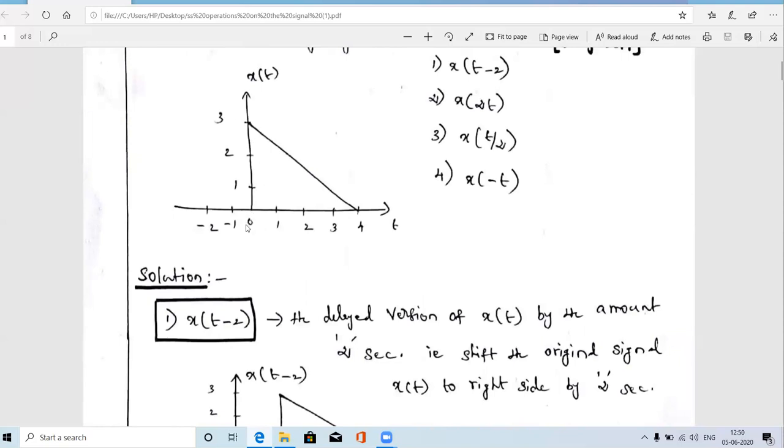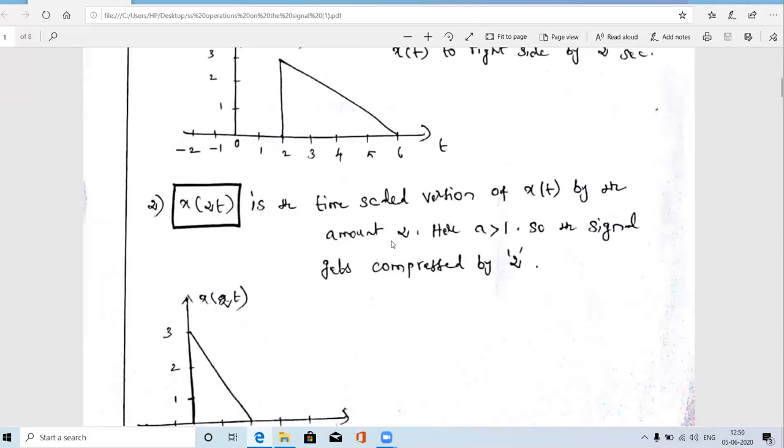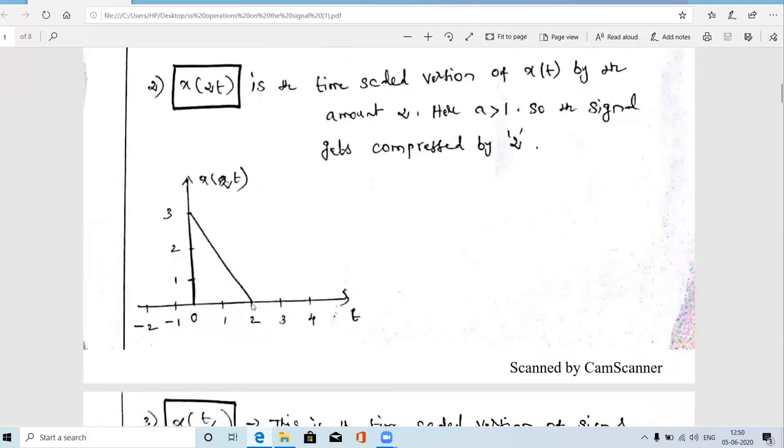How do we obtain this lower limit and upper limit? In the original signal x of t, the lower limit is 0 and the upper limit is 4. These two limits you divide by the constant value a. For our problem, a is 2. The lower limit 0 divided by 2 is 0 only. The upper limit 4 divided by 2 is 2. So we have to draw that same signal during the interval 0 to 2.